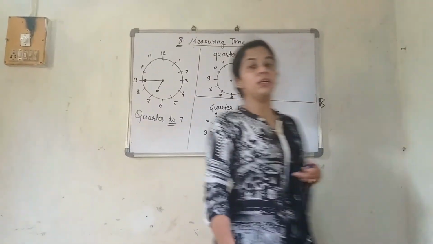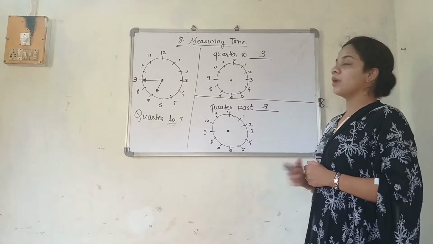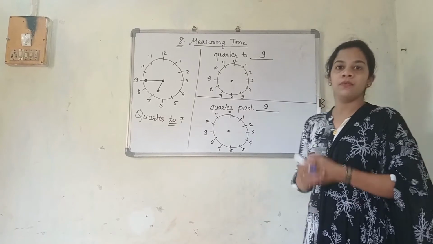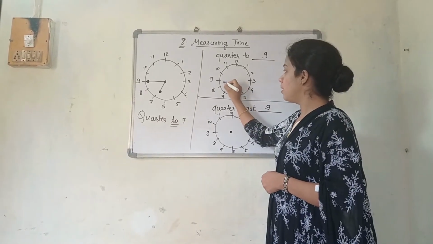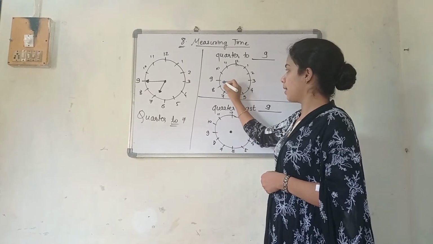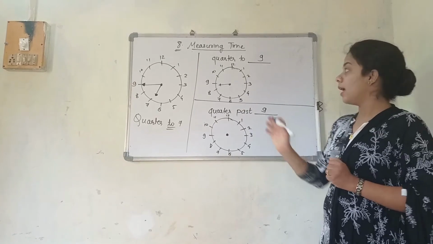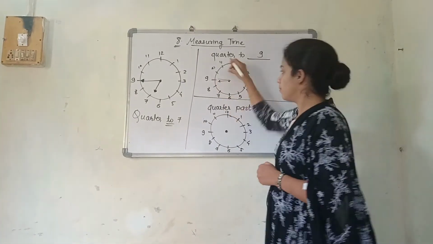Now we will see quarter to 9. How are we going to represent quarter to 9? Quarter to 9 means what? There are still 15 minutes left for 9. So our hour hand will be near 8 and near 9. It will not completely go to 9, and there are still 15 minutes. So our minute hand will be over here.